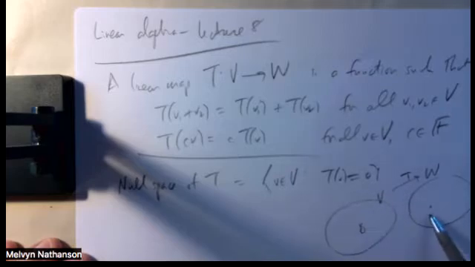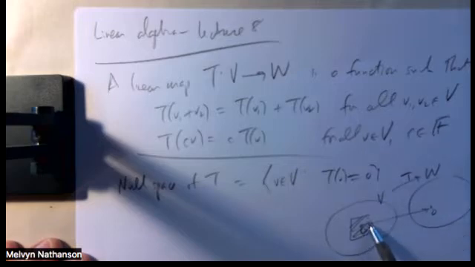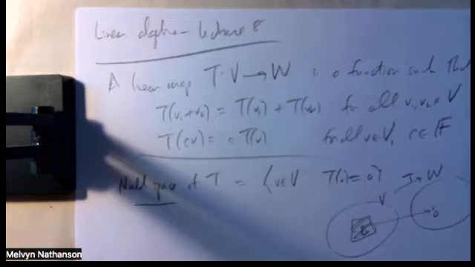Every vector space has a 0 vector. And 0 always gets mapped to 0. But of course, there can be more elements of V that get sent to 0. And the set of everything in V that gets mapped to 0 is what is called the null space of T.